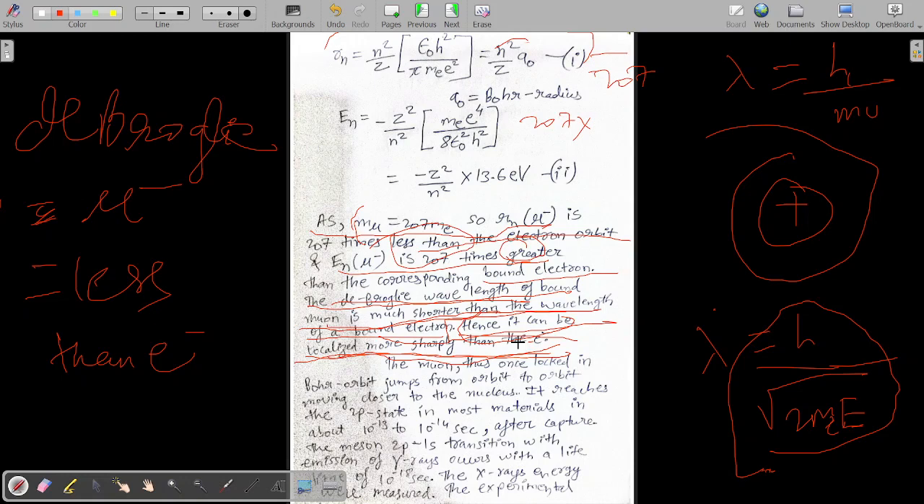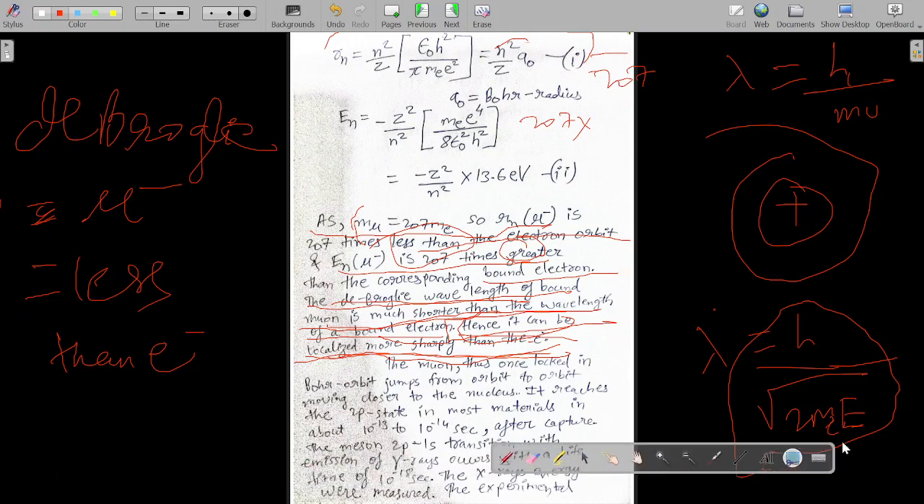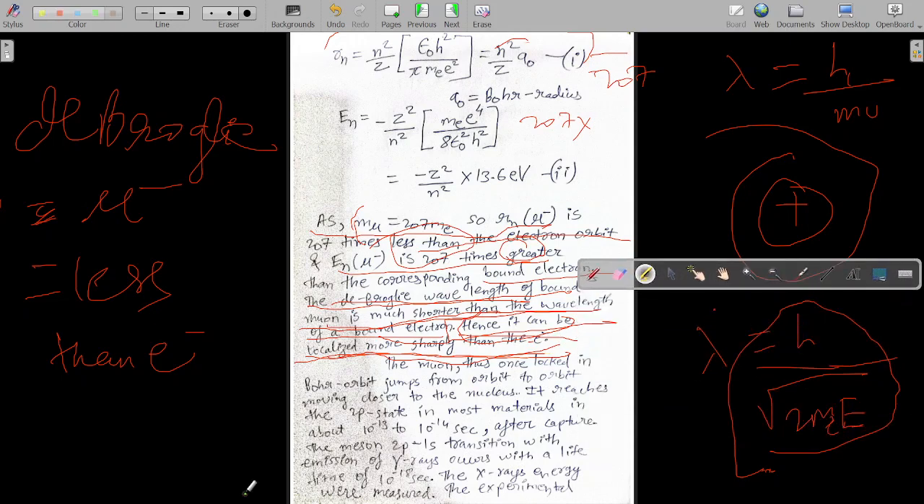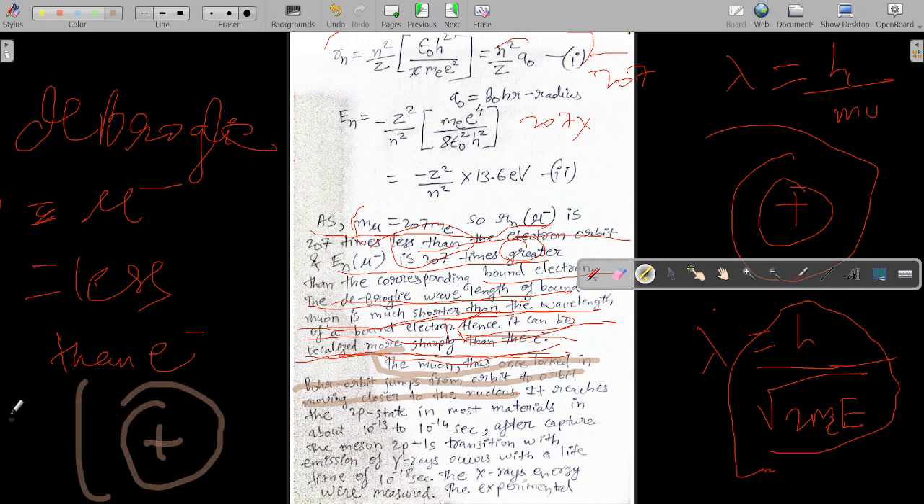So the upcoming sentences are over here. The muon, thus once locked in a Bohr orbit, jumps from orbit to orbit, moving closer to the nucleus. So the muon, after being locked in the Bohr type orbit, will jump from orbit to orbit, moving closer to the nucleus. It reaches the 2p state in most materials.